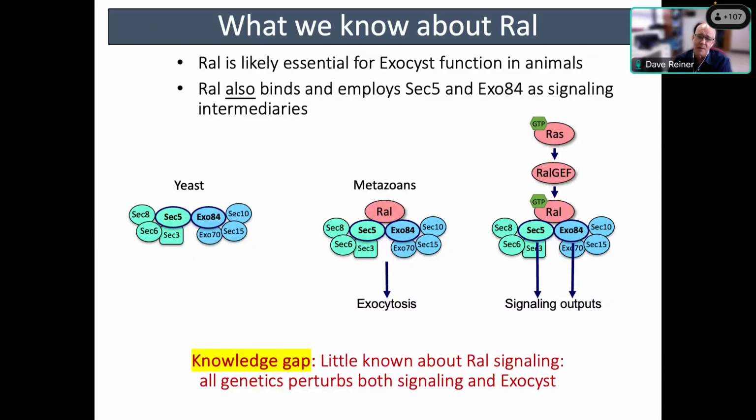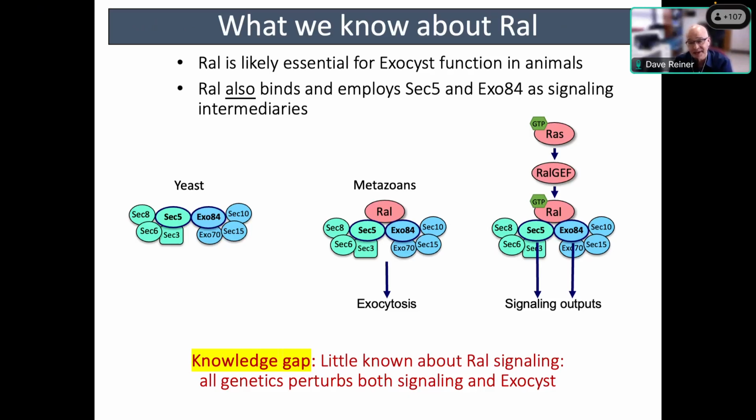So our puzzle then is that RAL is likely essential for exocyst function in animals, but most of the data are circumstantial. We think that RAL binds and employs SEC5 and EXO84 as signaling intermediaries, but the gap here is that any genetic perturbations or pharmacological perturbations, for that matter, of RAL perturbs both signaling and the exocyst complex, and the exocyst is required for cell viability. So, secretion is important. It won't surprise you to hear that.